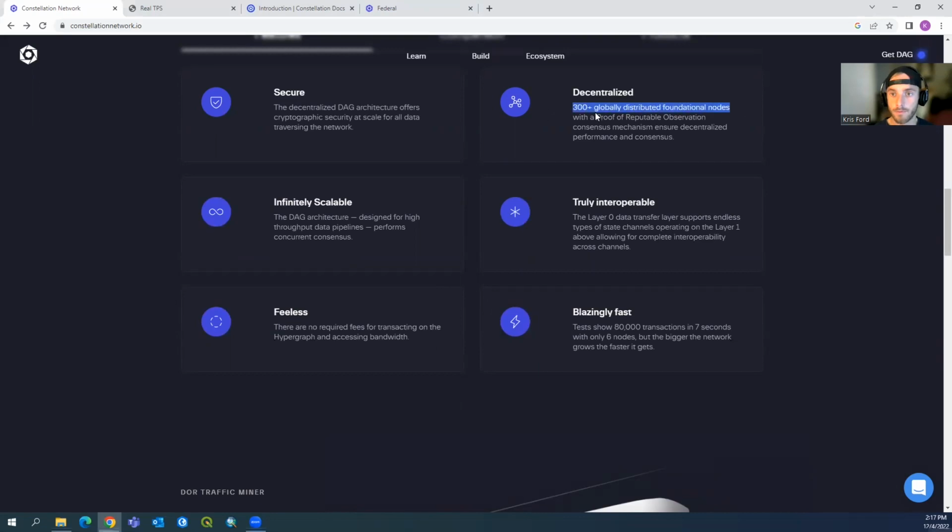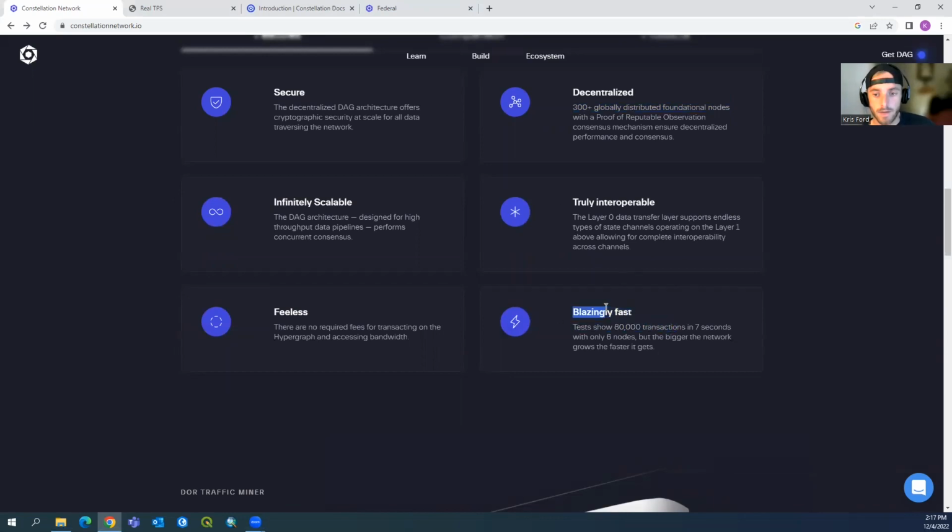Now, they have 300 plus globally distributed foundation nodes. Nodes basically approve transactions on the network. Most blockchains that I've seen have anywhere from 14 to, I would say, about 77. So 300 plus is huge. And the more nodes you have, the more decentralized you're going to be. So that's probably going to go up from here. So really awesome. I already talked about interoperability.